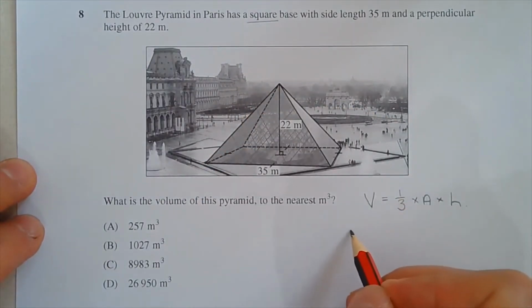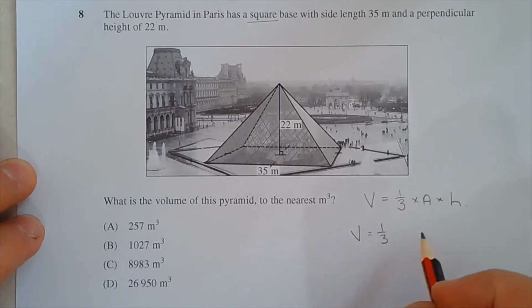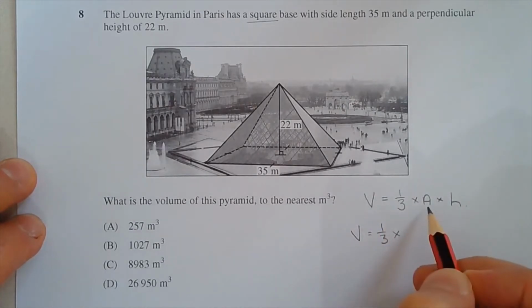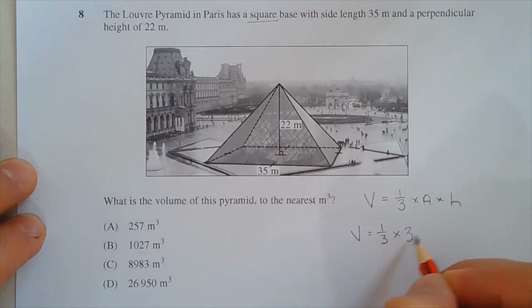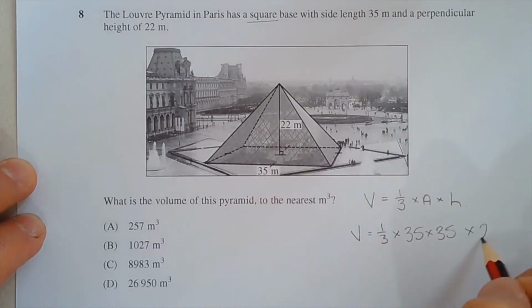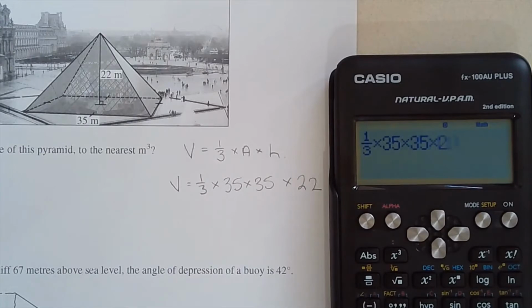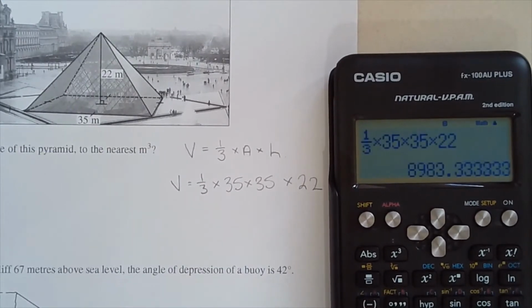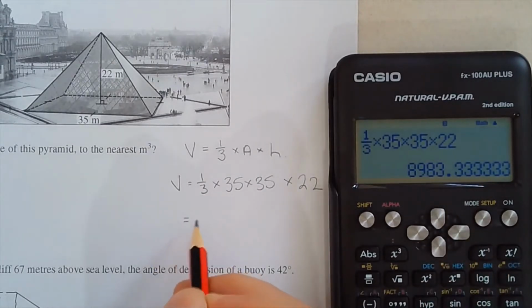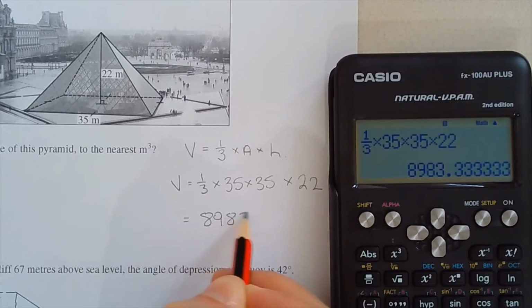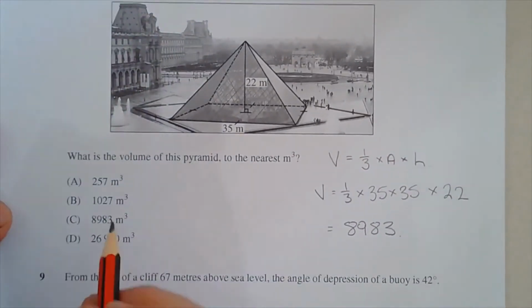So we could just substitute the values into the formula. We have 1/3 multiplied by A, which is the area of the base. Now, it's a square, so the area of a square is 35 multiplied by 35. And then we multiply it by the perpendicular height, which is 22 meters. Multiplying all that together, we have 1/3 multiplied by 35 multiplied by 35, or 35 squared, whichever's quicker. Press the SD button, we get 8983, to the nearest cubic meter. 8983 cubic meters. So that's option C.